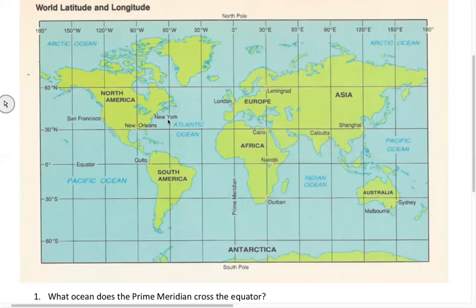Okay, got it? Here, got that? Longitudes, they're along the top. So here we go.